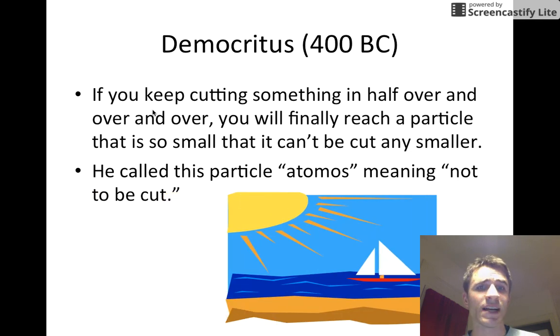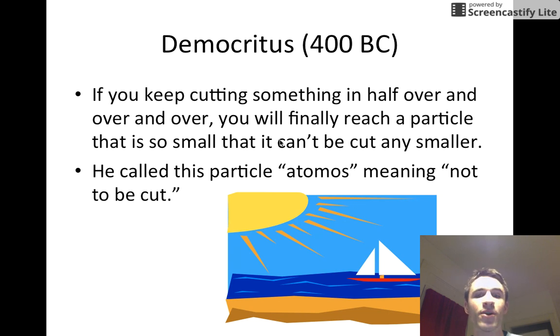First off, we have this guy named Democritus. He lived in 400 BC. That means he lived 400 years before Jesus. This guy's old, right? This guy was walking on the beach one day, looking at the sand on the beach, and he started thinking about the smallest things on the planet. He said, if you keep cutting something in half over and over and over, you'll finally reach a particle that is so small that it can't be cut any smaller.